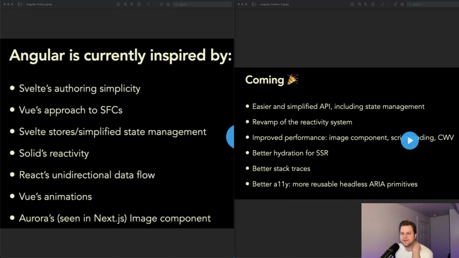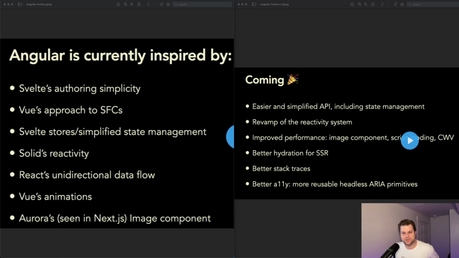Improved performance. I think in general, reactivity is becoming more and more well understood, and maybe it's just me personally, but I have seen articles that are just adding more pieces to the story, and so that's good. I'm hoping to write more articles and hopefully contribute more. But anyway, improved performance, image component, better hydration for SSR, better stack traces, better accessibility.